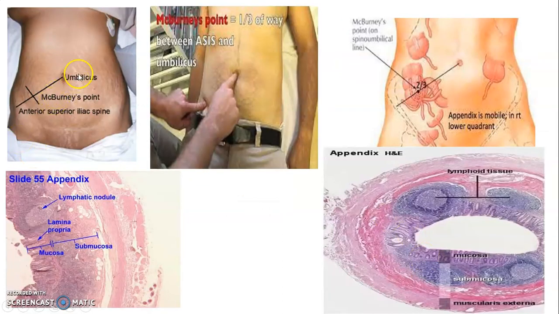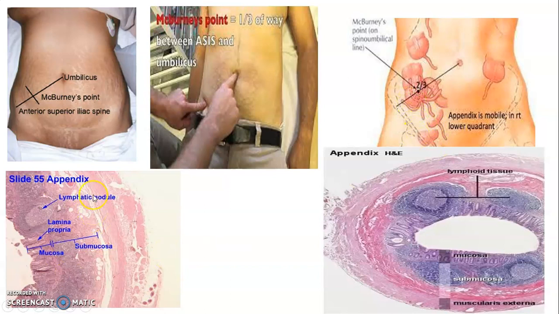This shows you McBurney's point. We said from the anterior superior iliac spine on the right to the umbilicus. As you draw from the ASIS to the umbilicus, the first third is the point, McBurney's point. It's a third of the way from the anterior superior iliac spine, not a third from the umbilicus, and that gives you the position of the base of the appendix. This side is two thirds, then this towards the ASIS is a third. Remember, the appendix is mobile, mainly in the right lower quadrant.